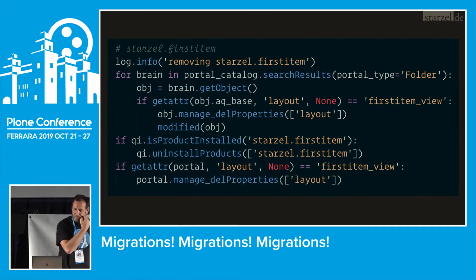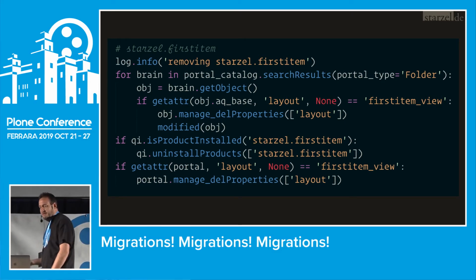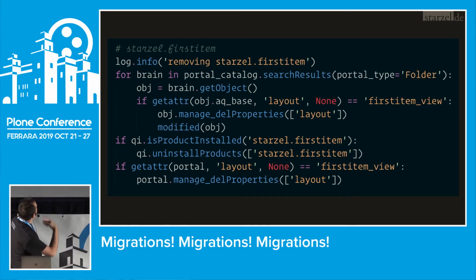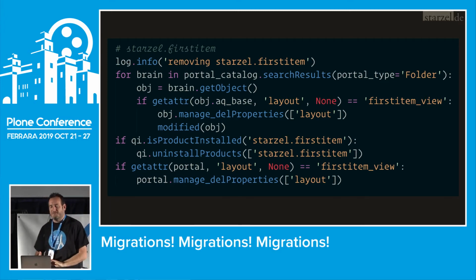Moving on to a slightly more complicated example. This is also a very small add-on, but it changes existing content. So when you remove an add-on, sometimes it adds additional views. You have to unregister these in generic setup, for example, so that they're no longer allowed. But you also have to unset them on the objects that use these views. So this is one small example. The important thing is to drop the layout attribute property from all objects that have this first. That's like a replacement for default views. Don't really recommend it, but yeah.